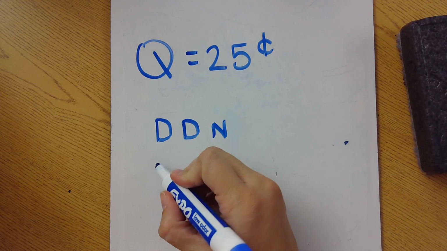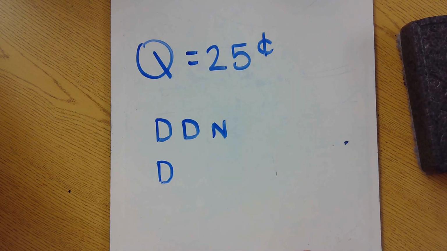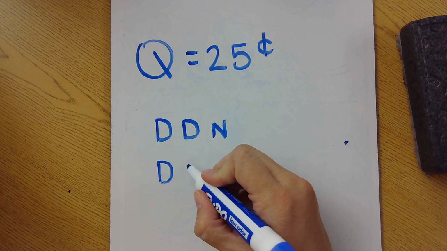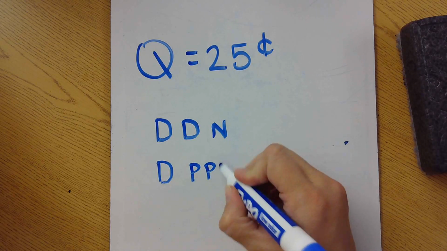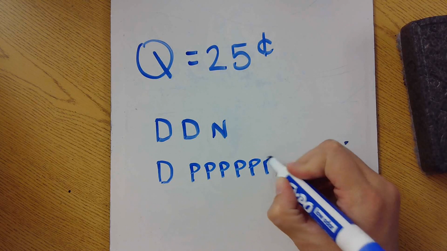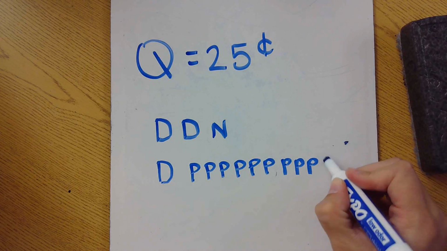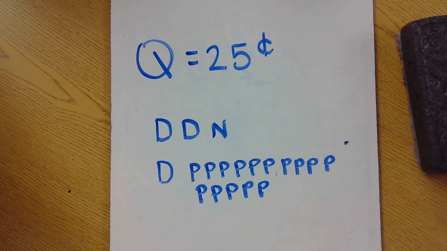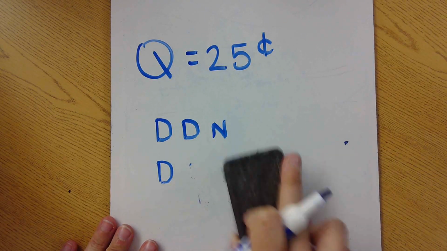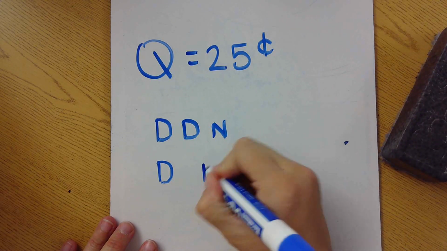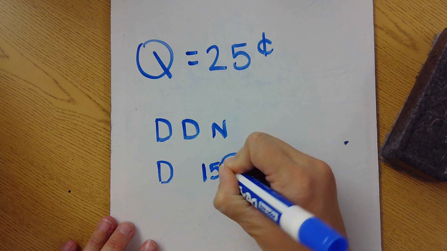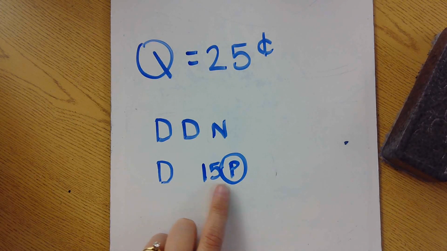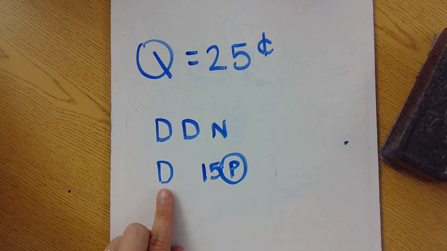Another way would be 1 dime and 15 pennies. That's a lot to write, so it's probably going to be easier for me to write 15 with a penny beside it. If you write 15 with a penny beside it, that means 15 pennies. So 1 dime and 15 pennies.